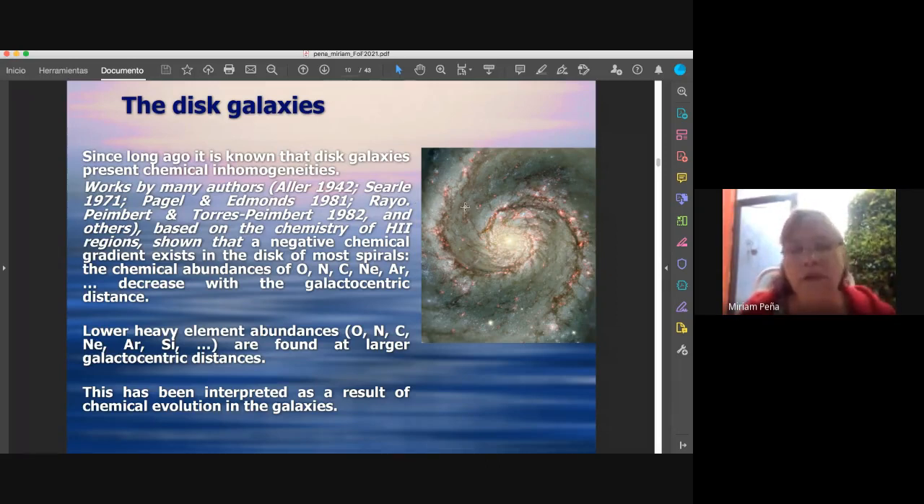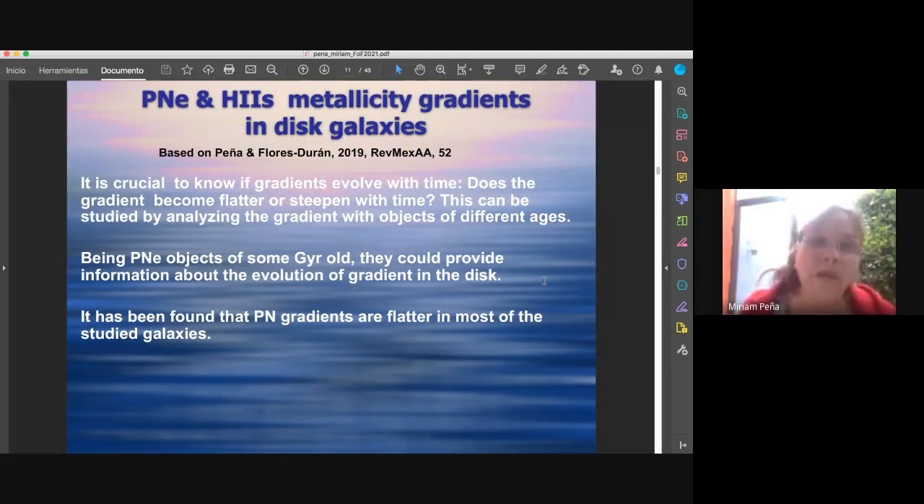The chemical abundances of oxygen, nitrogen, carbon, and so on decrease with the galactocentric distance. Low heavy element abundances are found at larger galactocentric distances. This has been interpreted as a result of the chemical evolution in the galaxies.